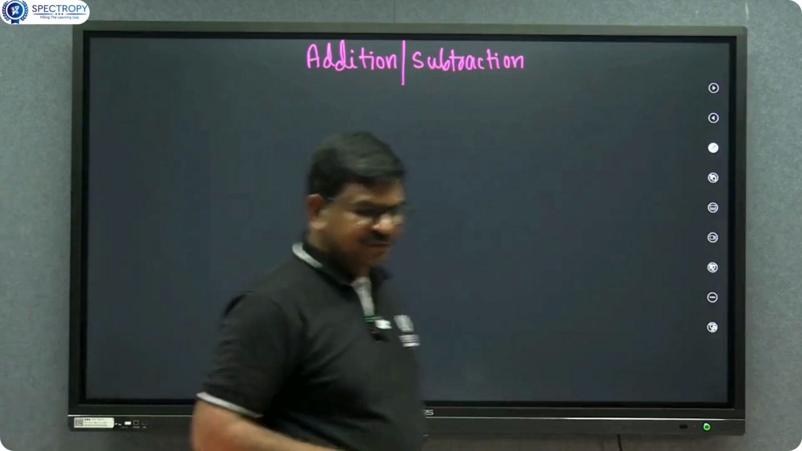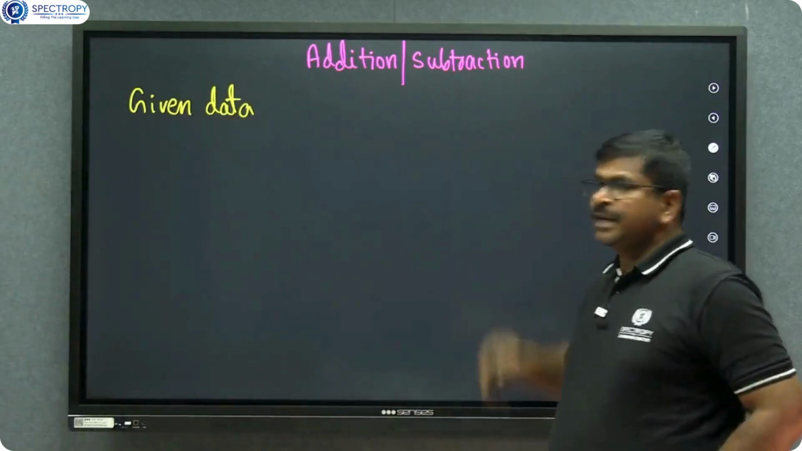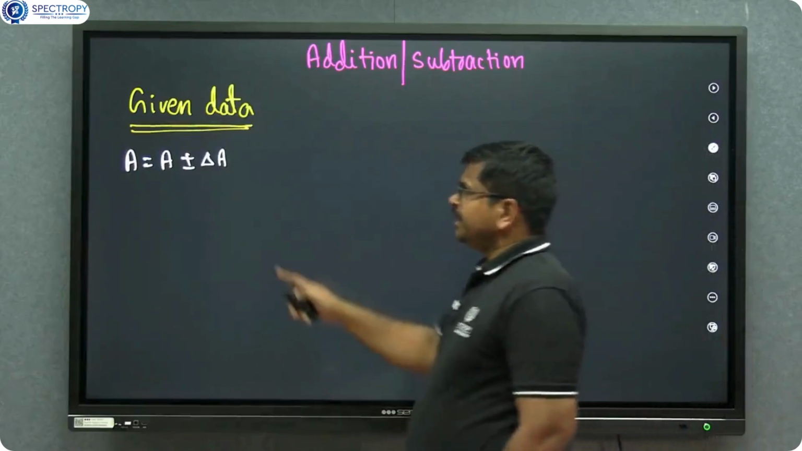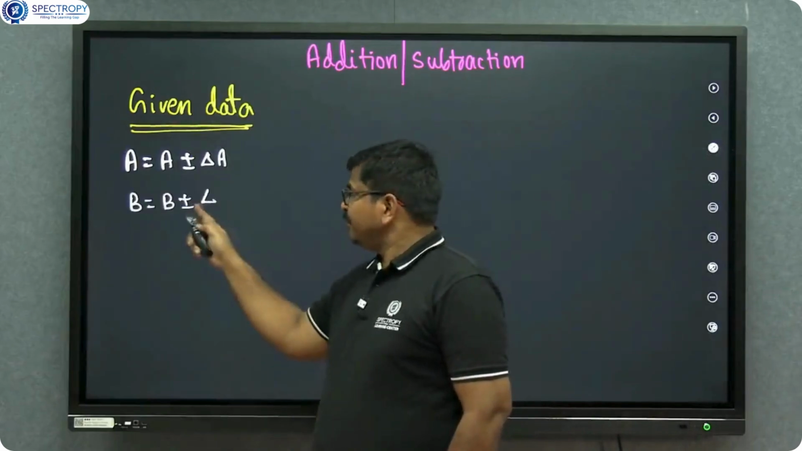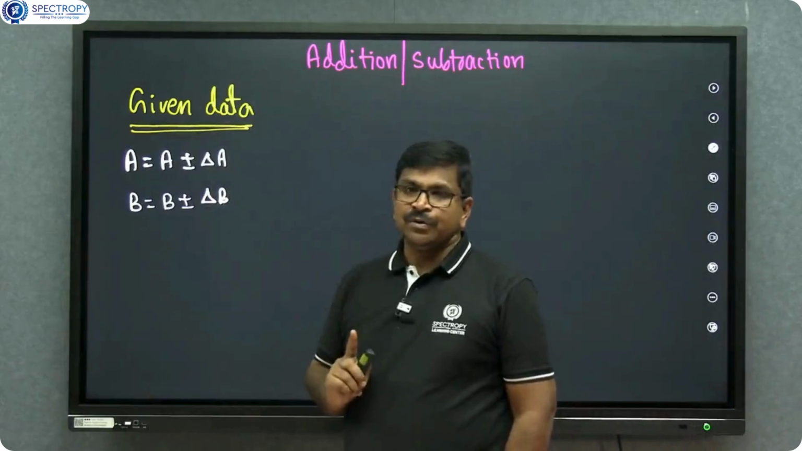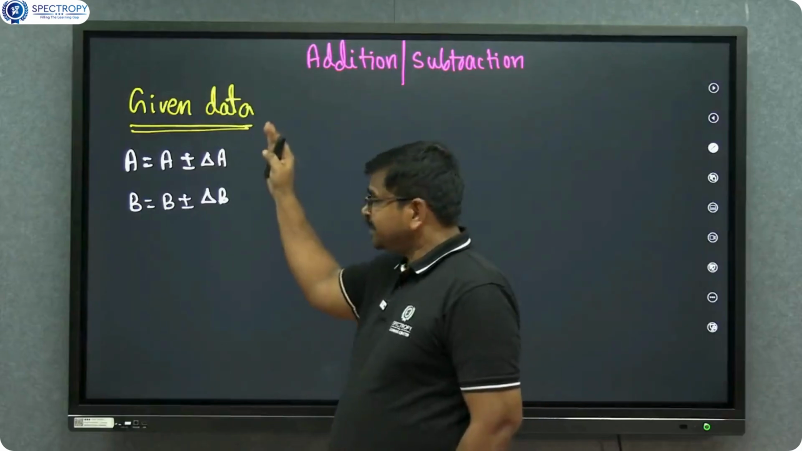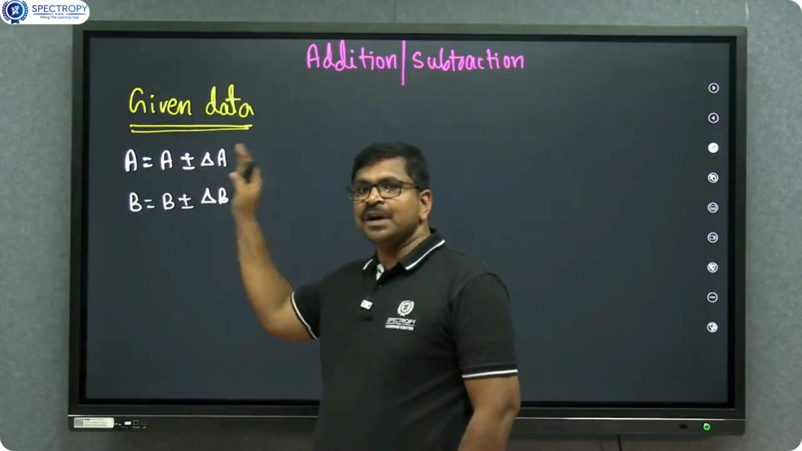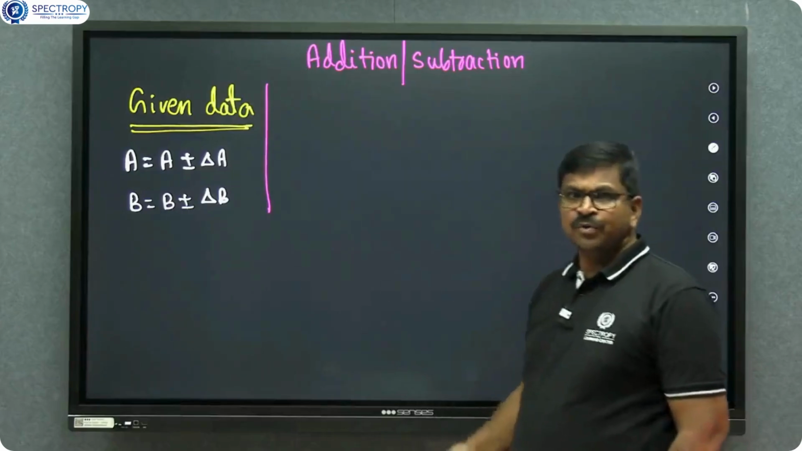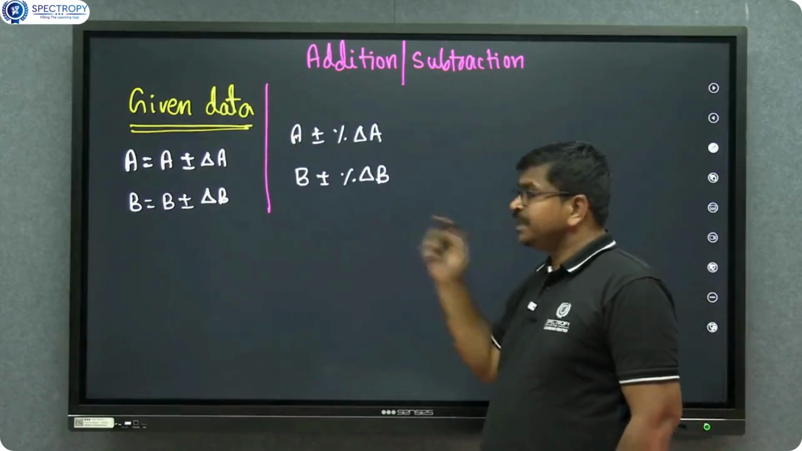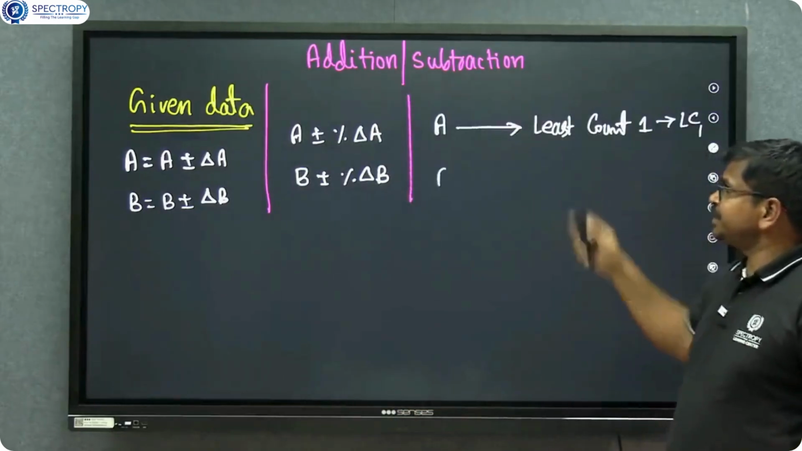Let me take two values here. Let us say the given data is something like this. A value is given as A with absolute error and B with absolute error. And remember, the question may be given in three ways. One method is they will give you the true value with absolute error. Or sometimes the numerical may be given in terms of the percentage errors, or the numerical may be given in terms of the least count of the instrument.